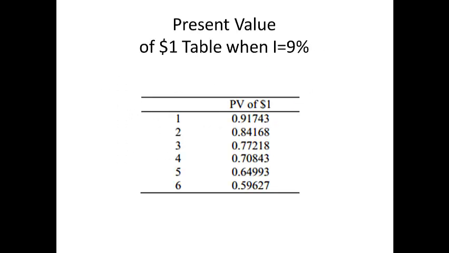This is the table we're going to be using to figure out the present value. This is where I equals 9%, and the numbers go through 1, 2, 3, 4, 5, and 6.